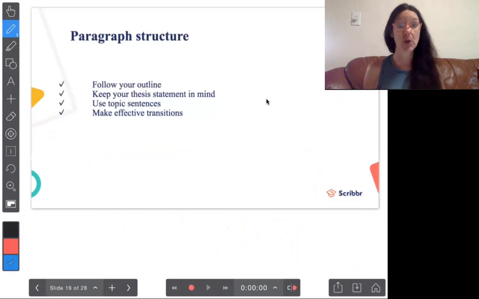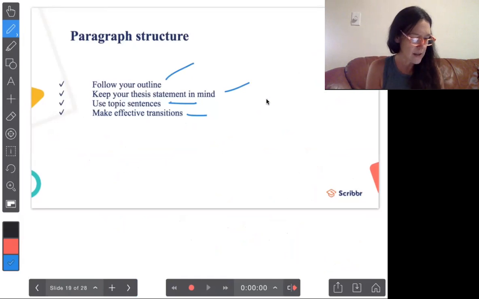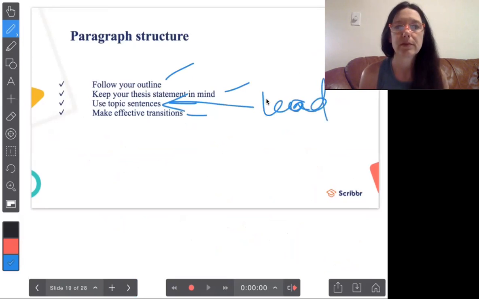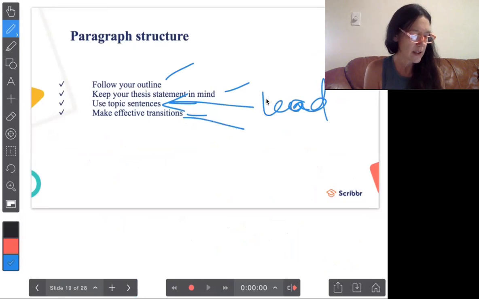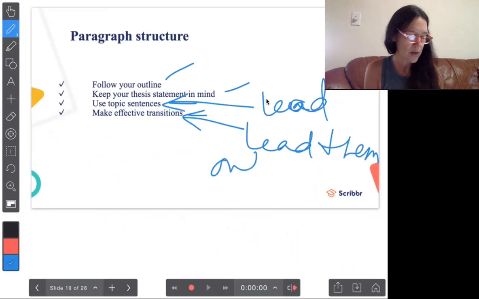All right, your structure, right? Follow your outline, thesis statement, topic sentences, transitions. Every paragraph has to have a topic sentence. Lead them into your paragraph. Concluding sentence, lead them out into the next.